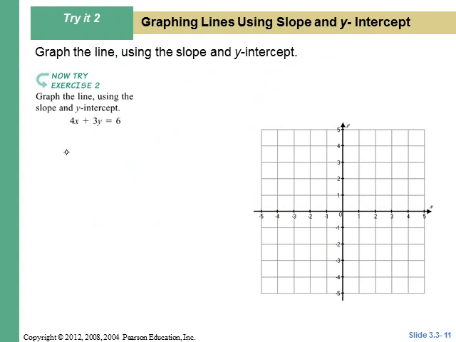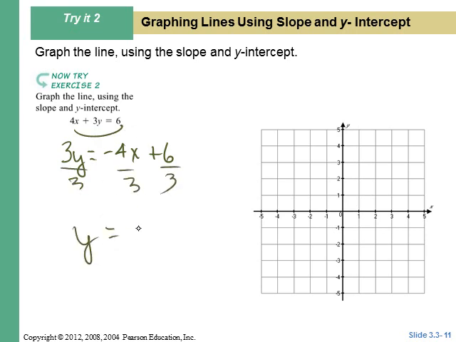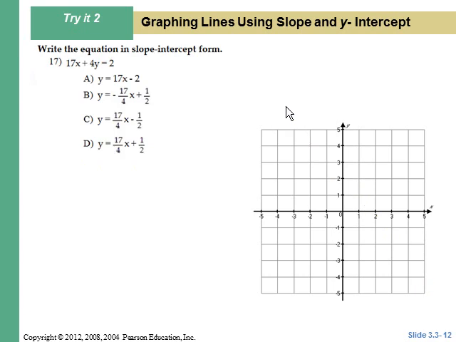So we get the y all alone. 3y equals negative 4x plus 6. Move the x to the other side. Divide everything by 3. Y equals negative 4/3 x plus 2. So our intercept is 2, and from there go down 4, forward 3, and there's our line. You do this one.